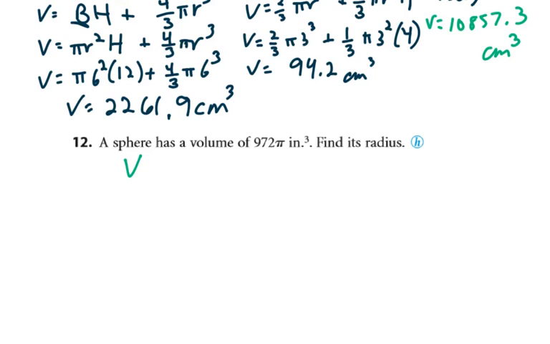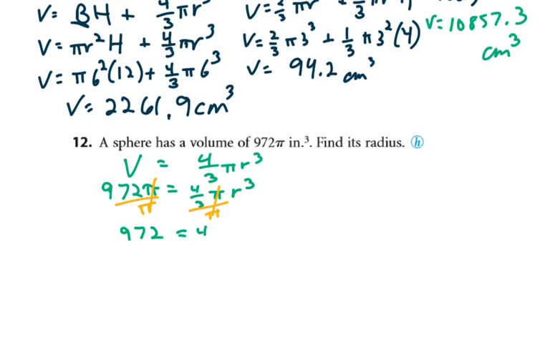And then let's go down to number 12 here. You're given the volume of the sphere, and we want the radius. So the volume is 972 pi. Don't forget the pi. Now we want to isolate r. Well, let's isolate the r cubed first. So you can divide both sides by pi. That's a nice step. Cancel the pi. So you have 972 equals 4/3 r to the third. Now divide both sides by 4/3 or multiply by the reciprocal. 729 equals r to the third.